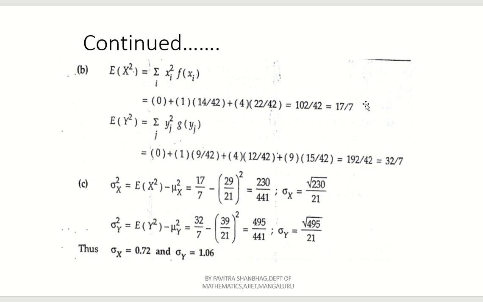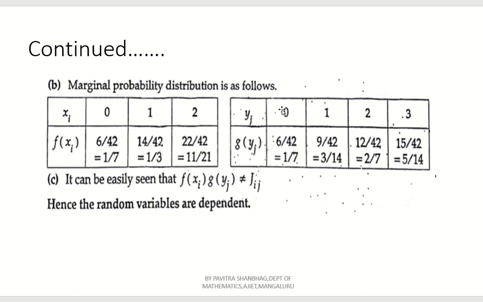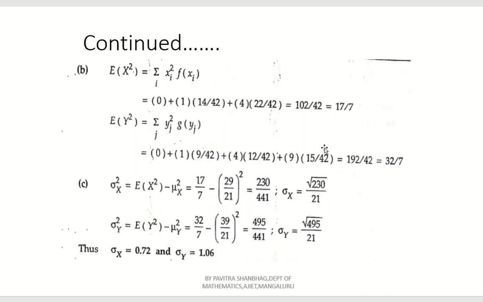Now E of y square. What is E of y square? Summation y square into g of yj. So just square and simplify. See here, 0 square into 1 by 7 plus 1 square into 3 by 14 plus 2 square into 2 by 7 plus 3 square into 5 by 14. So simplify, you will get 0 plus 1 into 9 by 42 plus 4 into 12 by 42 plus 9 into 15 by 42. Denominator 42 is common. Now 12 into 4 plus 9 plus 9 into 15, you will get 192 by 42, that is 32 by 7.